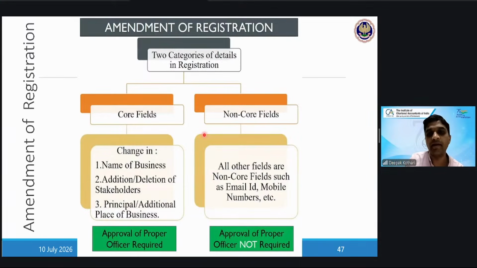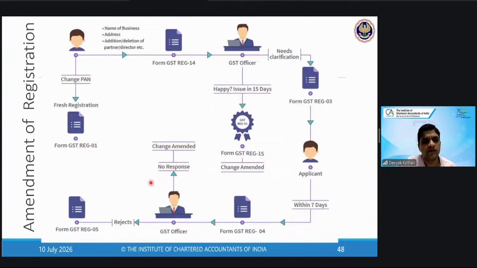You have to take a new registration. Okay. Amendment, if you want to amend it, there are core fields and non-core fields. Non-core fields are, again, the same, like email ID and mobile numbers. The officer's approval is not required. You apply online, get the OTP, verify it, and that is completed. But if you have to amend some core fields like name of the business, addition of any of the stakeholders, principal place of business, address change, the officer's approval will be required. There again, same procedure. You apply for amendment.